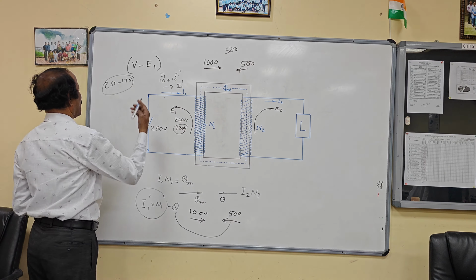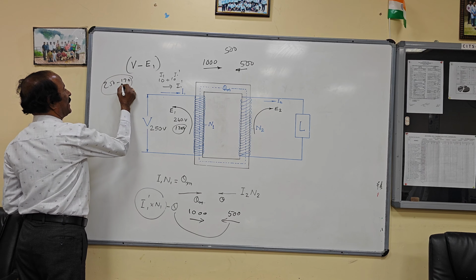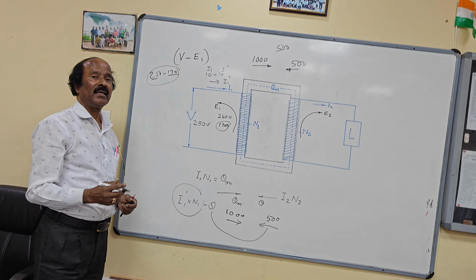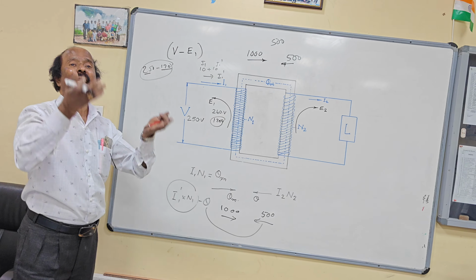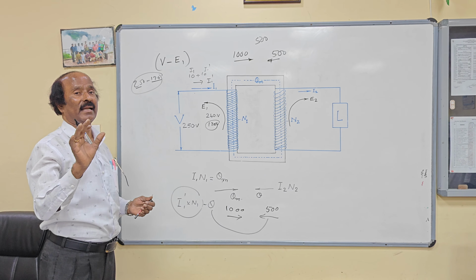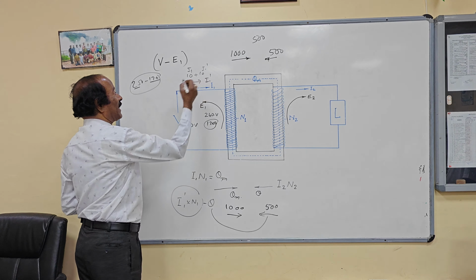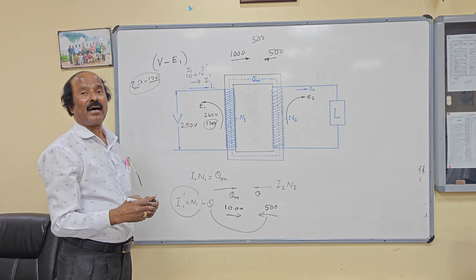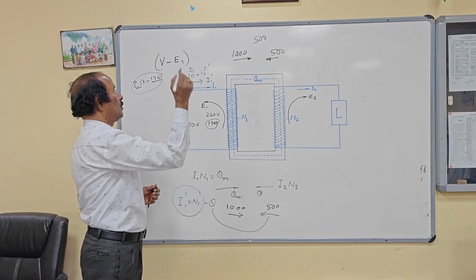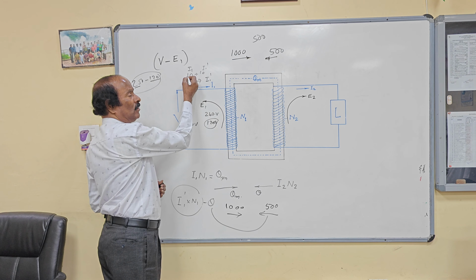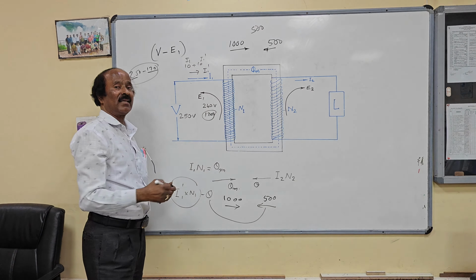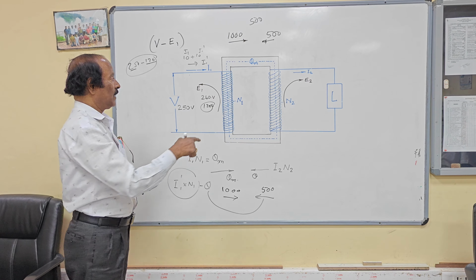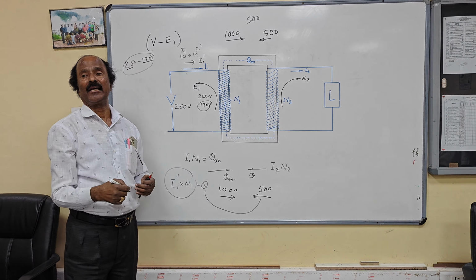So for example, earlier it was 240, now it is 120. So 250 minus 120, what happens? Difference in voltage will increase. This increase in voltage pushes greater current. Let us call that as I1 dash. I1 dash. So earlier 10 ampere current was coming, now it has increased by another 10 ampere. The reason for the increase is that the difference in voltage has increased.